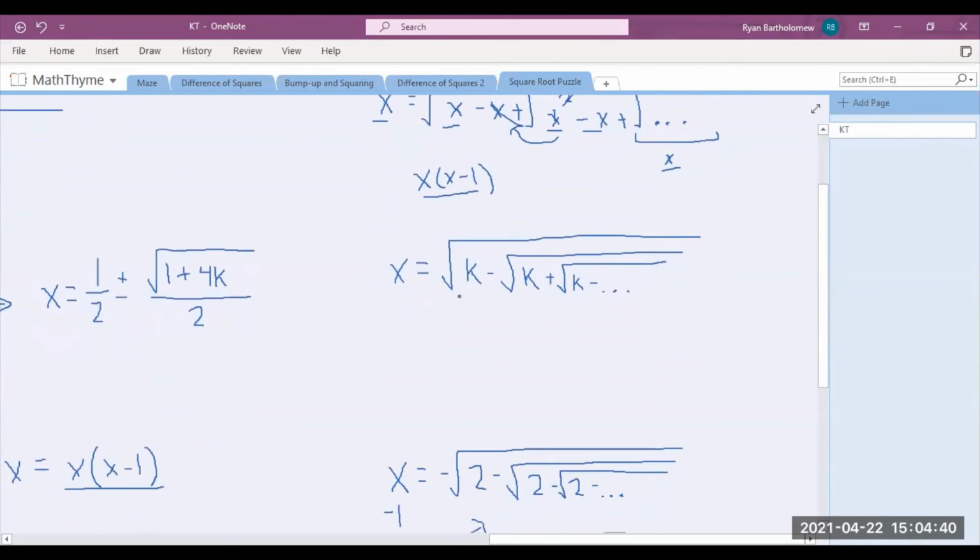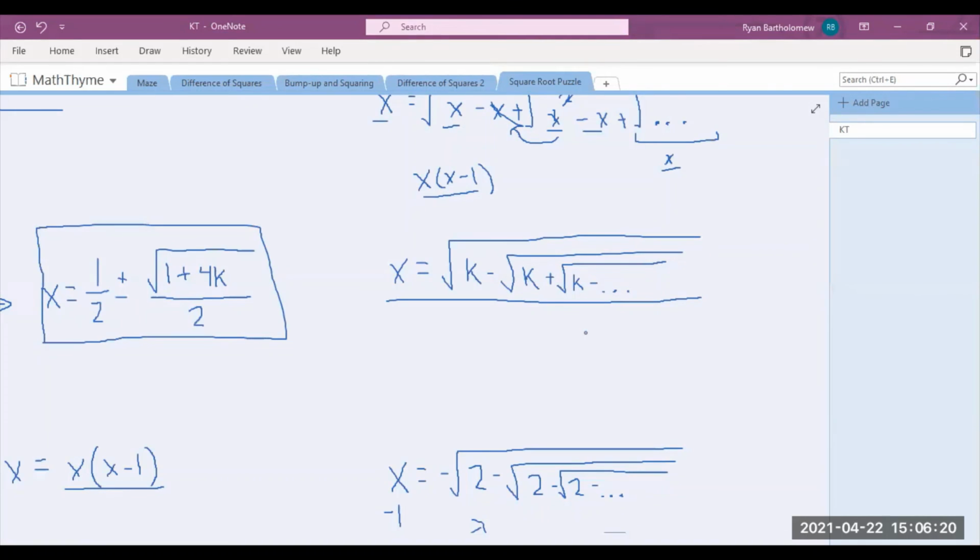And I'm going to leave you with one last problem. This is alternating, adding and subtracting. And just a hint for solving this one, see if you can get it into a format like over here with the quadratic formula. You might want to consider substituting this part right here with x, because that's just the square root of k minus the square root of k plus the square root of k, and so on.